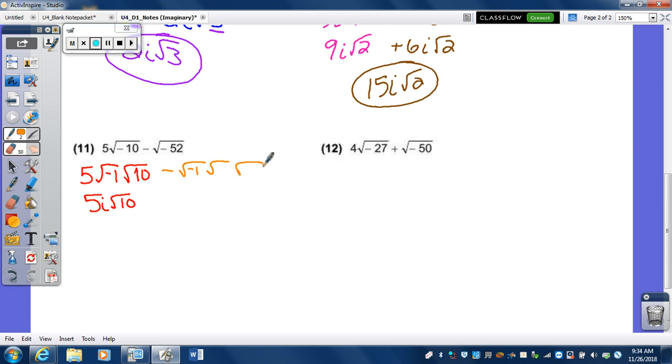What about 52? Is there a perfect square that goes into 52? 4. 4 and 13. That becomes 2I radical 13. Square root of 4 gives us 2. Square root of negative 1 gives us I. And we got our radical 13. So are these the same numbers underneath the radical sign? No. So we can't combine them. That's your final answer there.